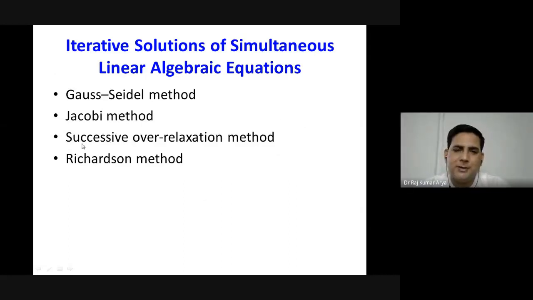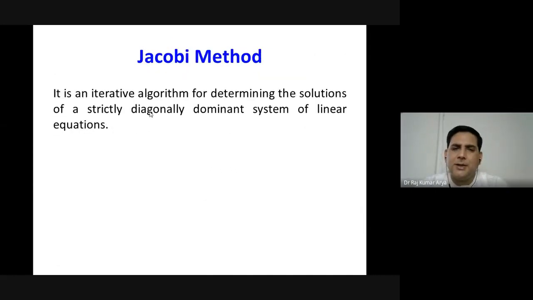So these are one more, the successive over-relaxation and the Richardson one. Let's see one by one what you have. In the Jacobi method, which is an iterative technique, you first want to convert the matrix or equations into diagonally dominant ones, and then for each variable, just like this.